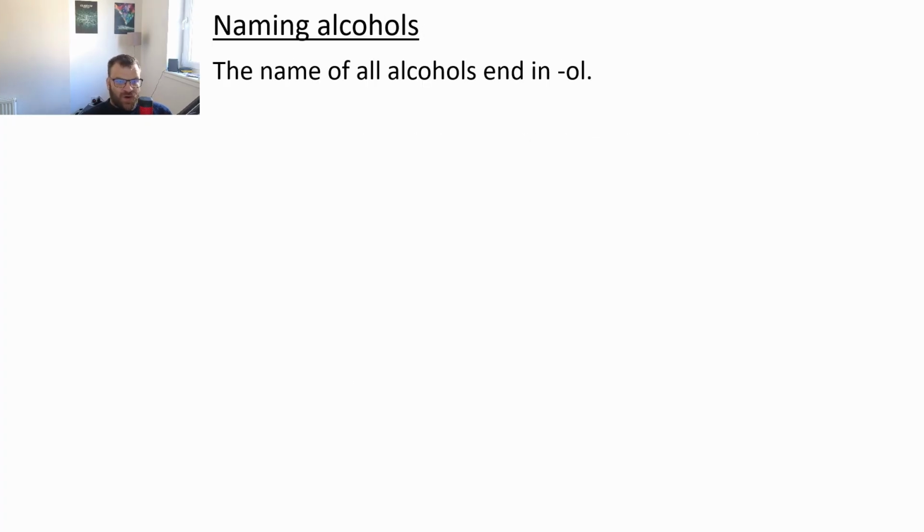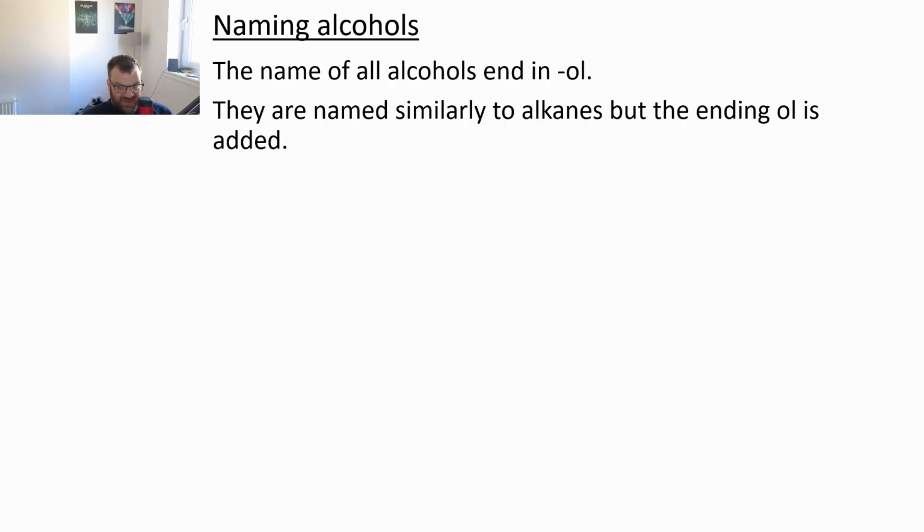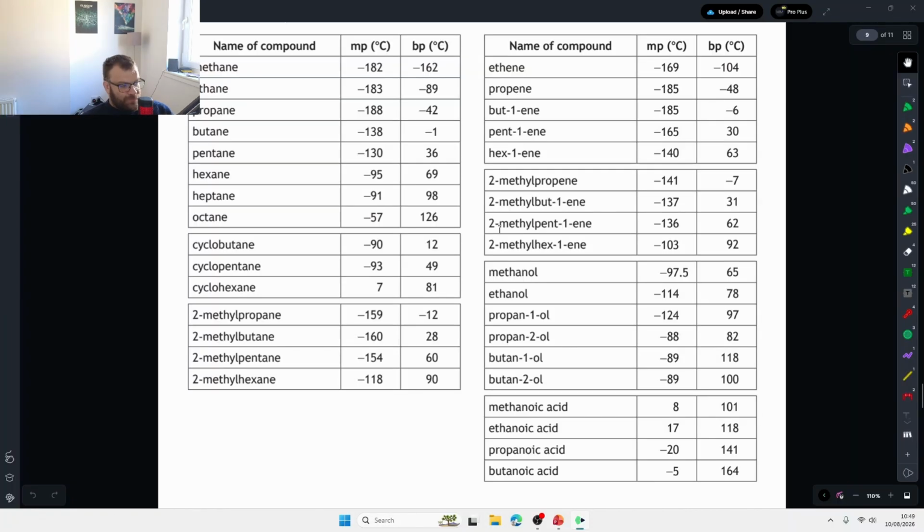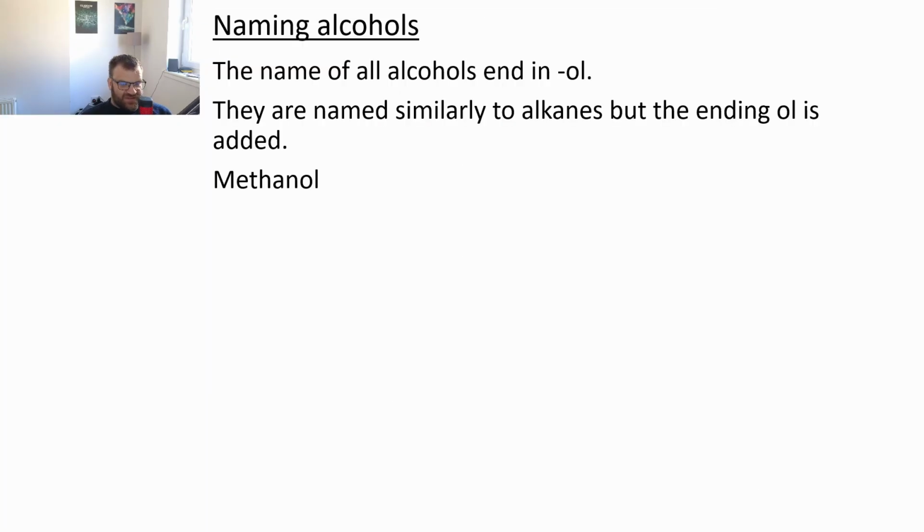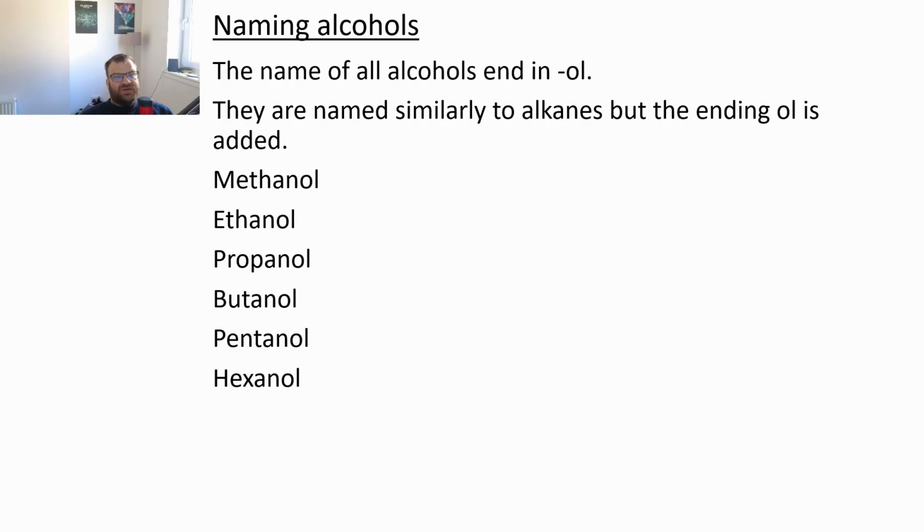When it comes to naming them, all alcohols end in OL, with the O at the end. They are named similarly to the alkanes, but again, the ending is OL instead of ANE. Page 9 of the data booklet has some examples of the alcohols. So for the simplified names, you'd have things like methanol, ethanol, propanol, butanol, pentanol, hexanol, heptanol, and octanol, up to 8, which is how far you need to go.